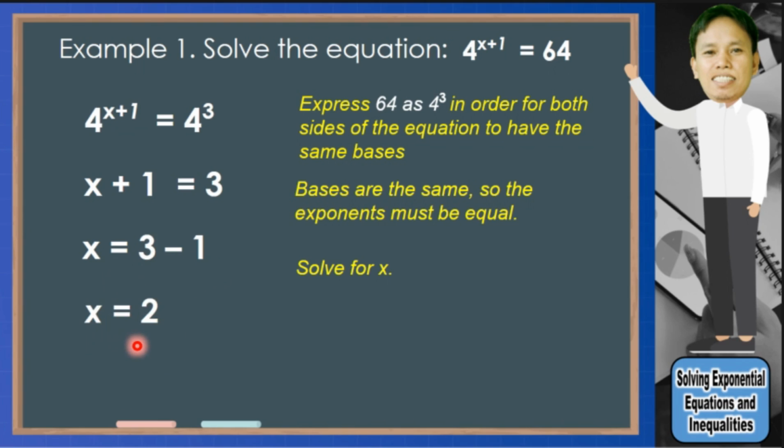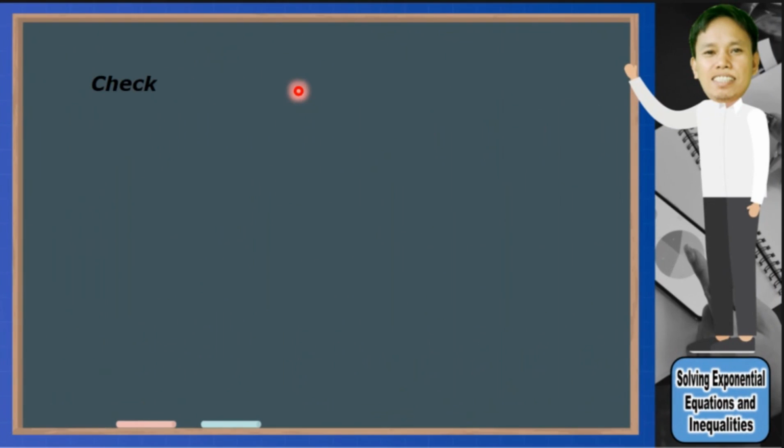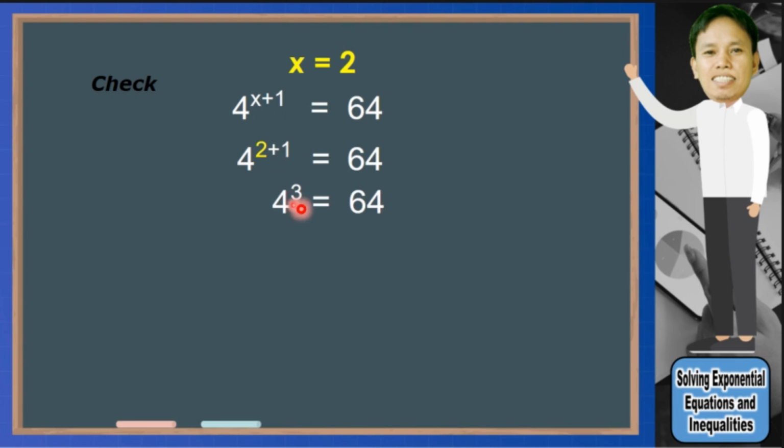And that is our solution for the exponential equation 4 raised to the power of x plus 1 is equal to 64. So, the answer is x is equal to 2. To show that our answer is correct, we have to check. Then our x is equal to 2. Then the equation is 4 raised to the power of x plus 1 is equal to 64. So, we have to substitute the value of x, which is 2, to the equation. So, we have 4 raised to the power of 2 plus 1 is equal to 64. Then, 2 plus 1, the answer is 4 raised to the power of 3 is equal to 64.